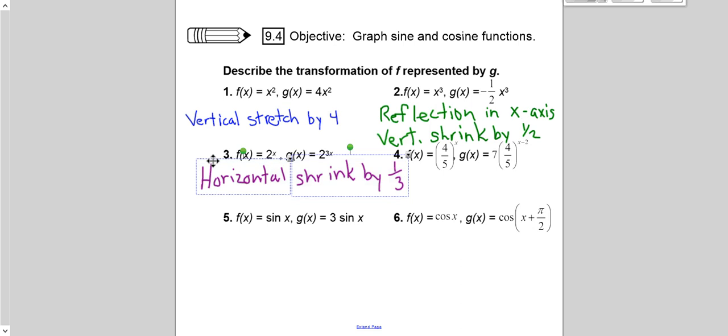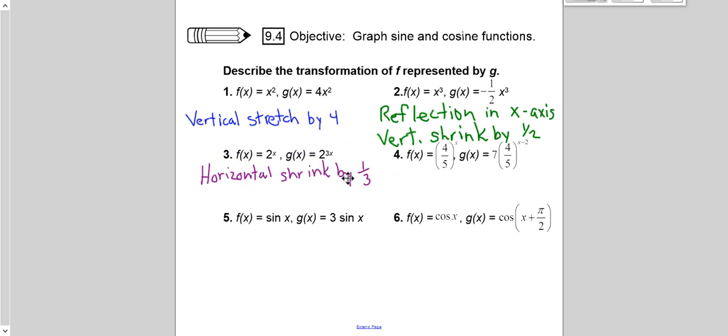All right, look at number 4. What's going on over there? Look at your original function, 4/5 to the x, and then look at what happened. We multiplied by 7 and subtracted 2 from the x. So multiplying by 7, it's a vertical stretch by 7.